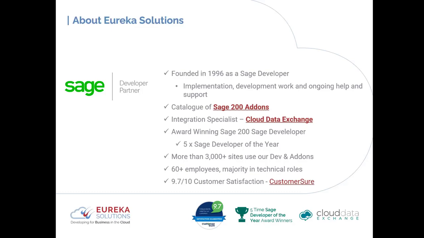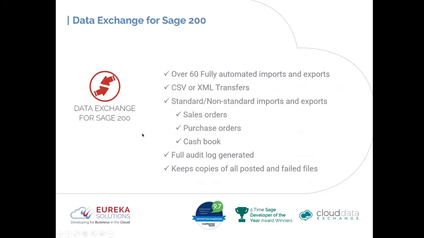We have been awarded Developer of the Year by Sage on 5 occasions. We have more than 3,000 sites in the UK, Ireland, and further afield using our development add-ons and integration solutions. We now have over 60 staff, and the majority are in technical roles. We also have a customer satisfaction website that allows partners as well as our customers to log in and tell us what they thought of the last support call. And we got 9.7 out of 10 for that.